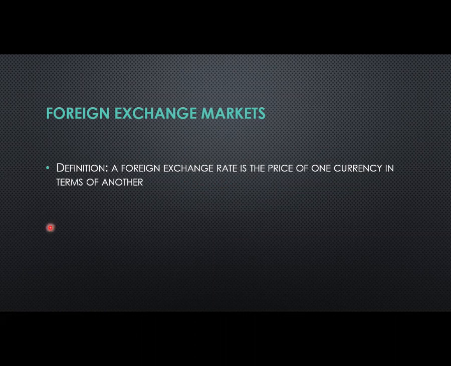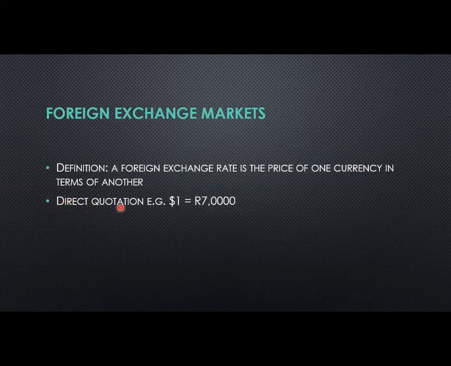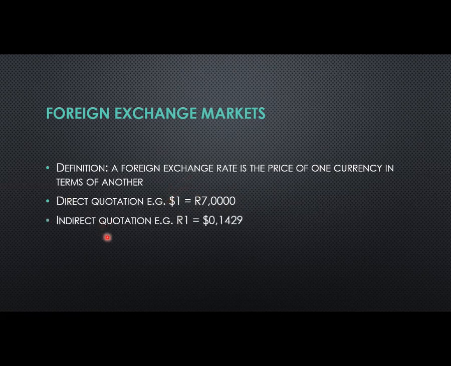The definitions that you have to look at: the foreign exchange rate is the price of one currency in terms of another. You need to know that we distinguish between the direct quotation, where we represent the foreign currency as one unit to determine how much of our local currency has to be given or converted into one of the foreign currency. Or we have the indirect quotation, where we give our local currency as one unit to determine for one of our local currency, how much of the foreign currency can we obtain?